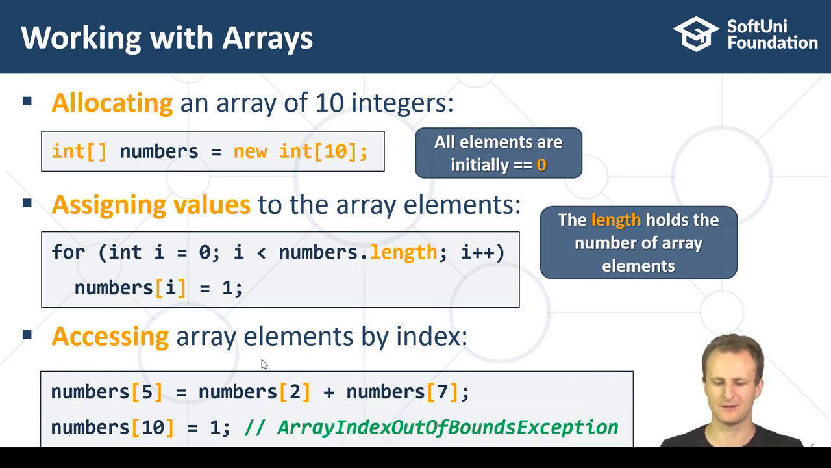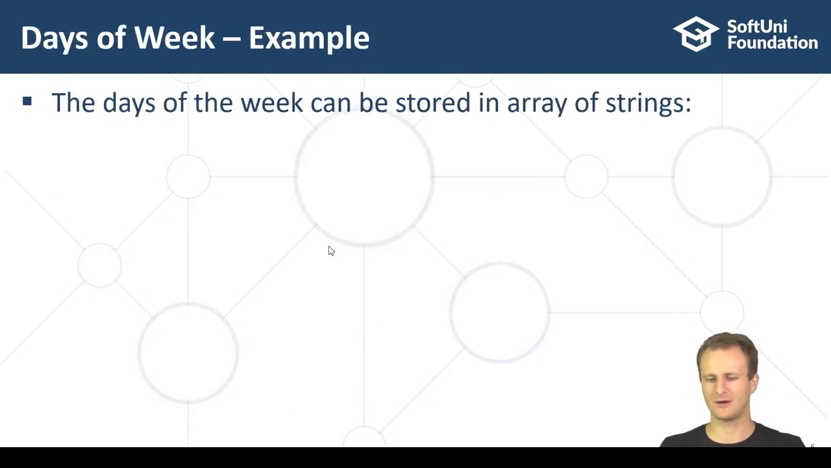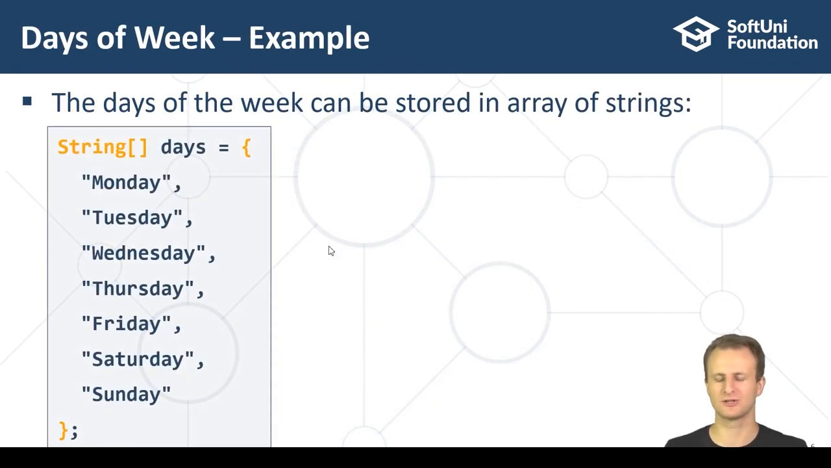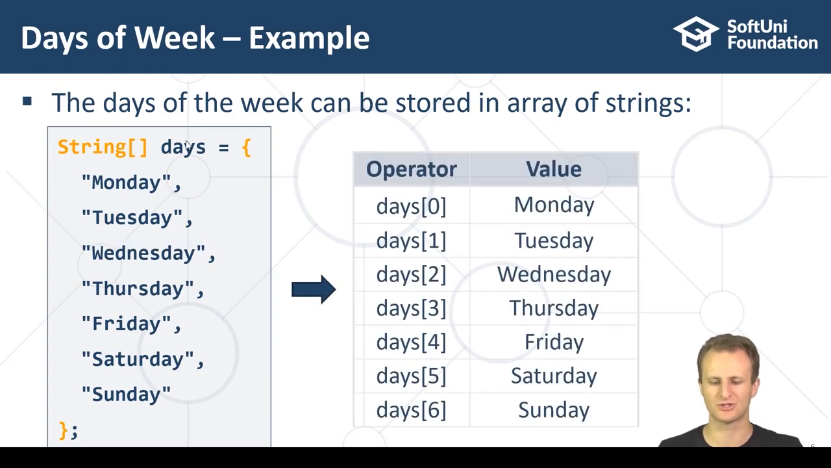So you cannot access elements outside of your array. Same thing would happen if you have a negative index, if you try to access index minus 1. Okay, so that's an array, and that's how you access its elements. Now, let's have an example of what we can do with the string array. We can initialize a string array and place, for example, the days of the week there. And then we can have some code which enters a day of the week, and we print the name of that day of the week.